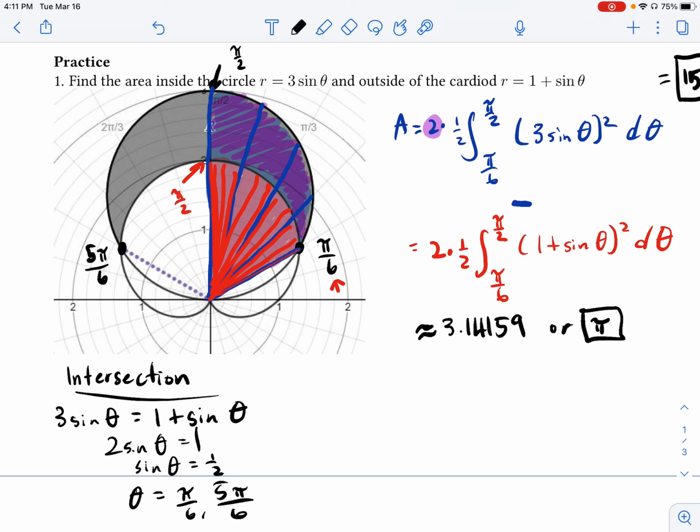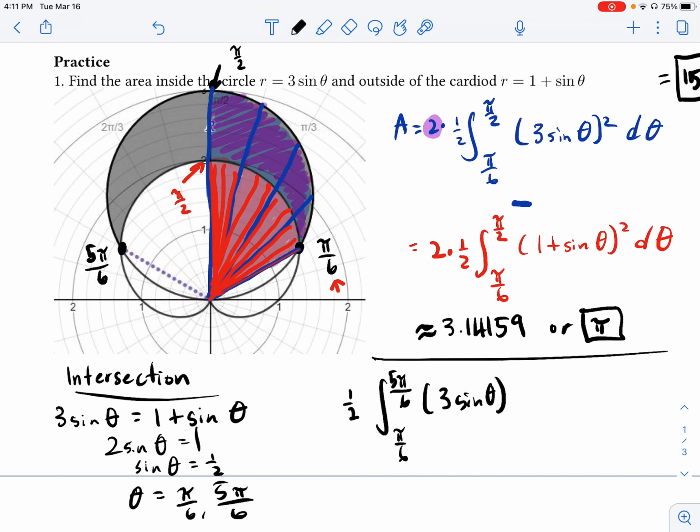Now again, you might have done this differently. Some of you may want to just integrate and just say, wait, why would I want to stop at pi over 2 when I could just go from pi over 6 all the way to 5 pi over 6? That certainly is an option that is available to you. So you can most certainly do that. So in fact, I'll just write it out. Alternatively, you could have just said, let's find 1/2 the integral from pi over 6 to 5 pi over 6, right, of 3 sine theta squared minus 1 plus sine theta squared d theta. And that should also give you pi.